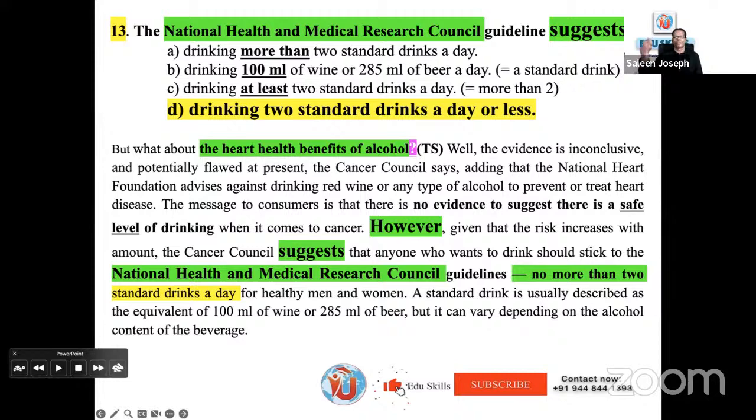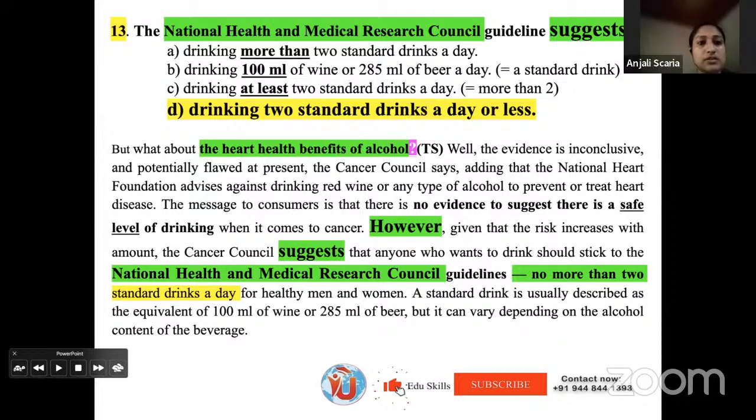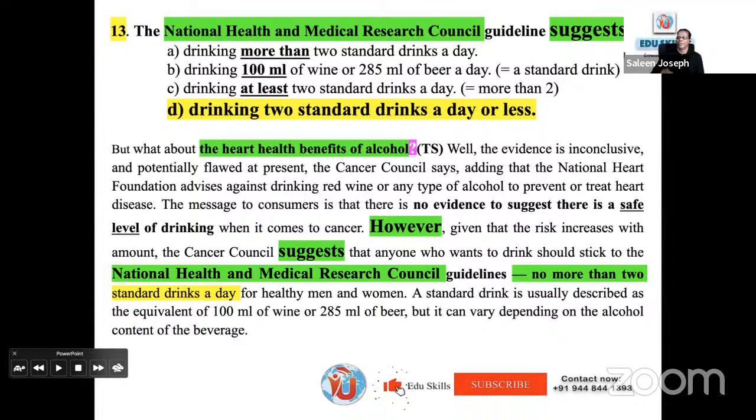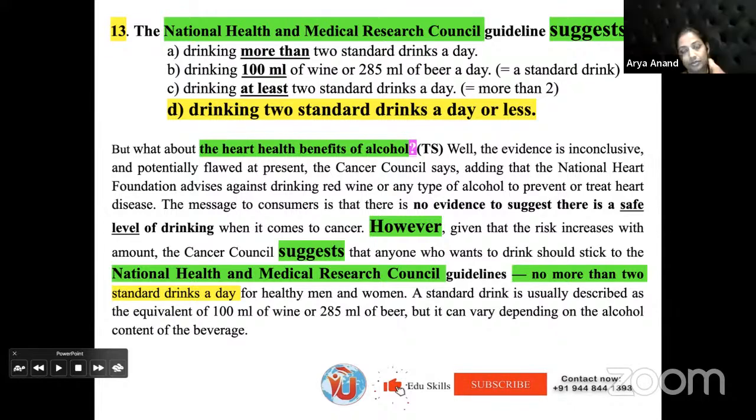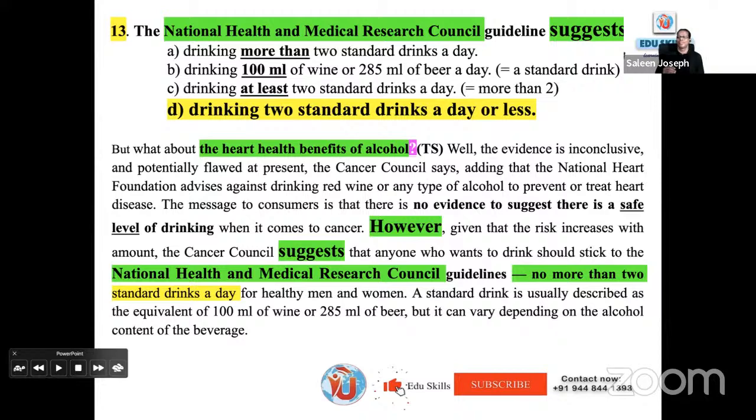Now, what is the order of the scale? Any idea? Which has to come low and which is high? You can try writing down in the chat box or in the notebook. Which is lowest? 100 ml is a standard drink. 1 drink, 1 peg is 100 ml of wine, the lowest. Then 285 ml. Above that, at least 2. At least means minimum 2. You can drink 3 also.